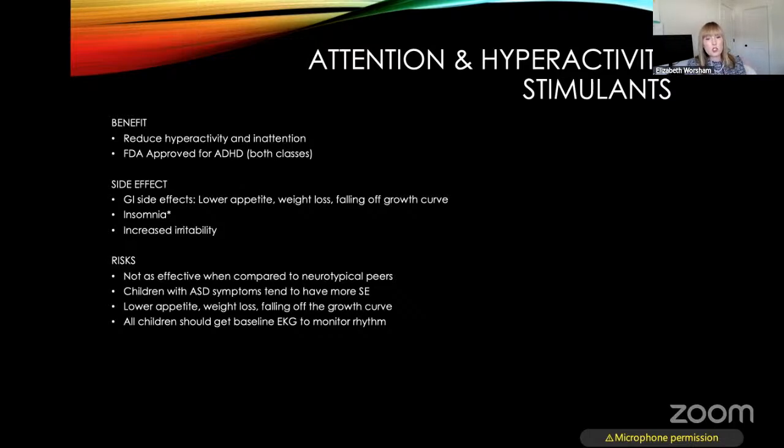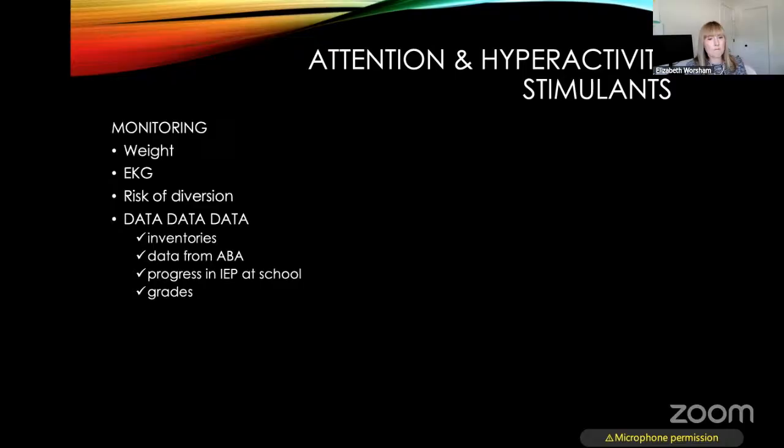All kids should get a baseline EKG to monitor their rhythm. Although they're generally accepted as safe, it's just a precaution because it can prolong a certain interval in the heart rhythm strip. So it's just prudent to check that. Monitoring. Weights. Stay on the growth curve. They may need an EKG once a year. They need to monitor their weight at least every 2 to 4 weeks when starting the medicine.